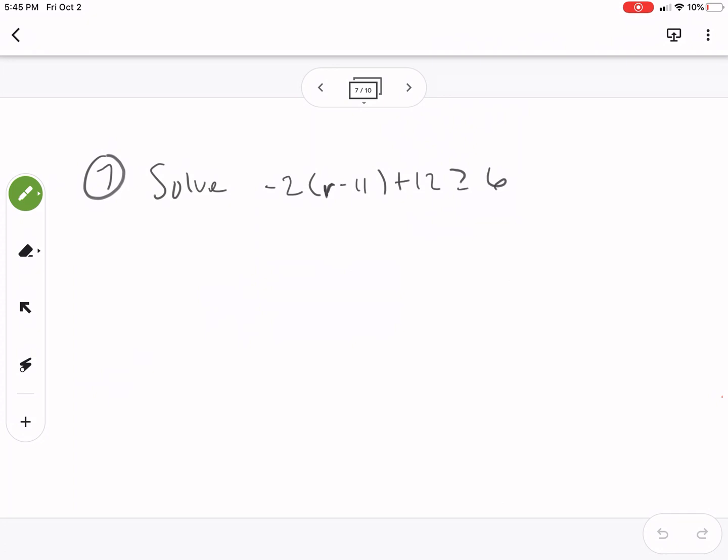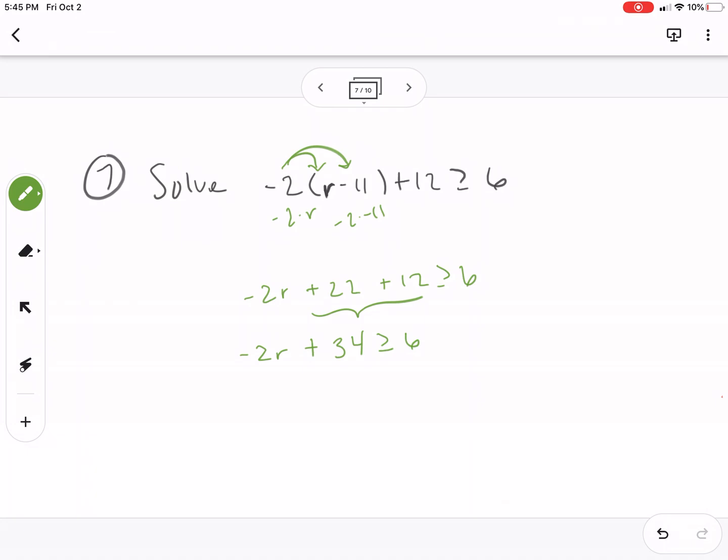We also covered solving regular inequalities. So here, my first step is to distribute the negative 2. Negative 2 times r is negative 2r. And negative 2 times negative 11 is positive 22. From there, I'm going to combine like terms. So 22 and 12 will become 34.